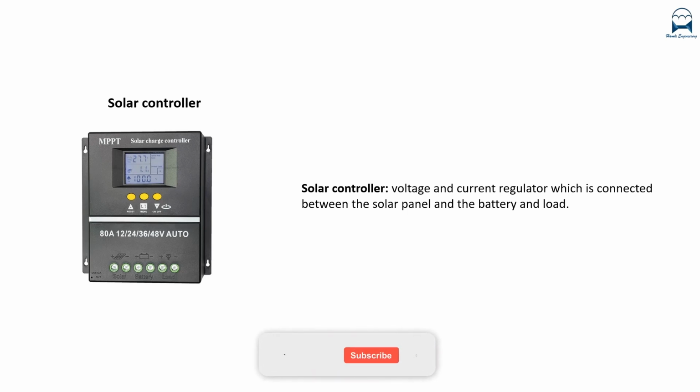Since most solar panels can produce more than the rated voltage, without the solar controller the battery will be damaged due to overcharging. This is so because the maximum voltage for most batteries is between 14 and 15 volts. The figure below shows a typical solar charge controller.